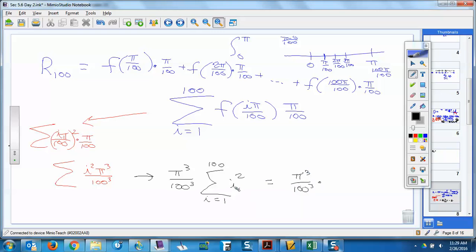And then what was this formula for sigma I squared? It was n times n plus 1 times 2n plus 1 all over 6. We'll just leave it like that for right now. Okay? And that number would be what? Area under 100 rectangles, right? Rectangles. Gosh.